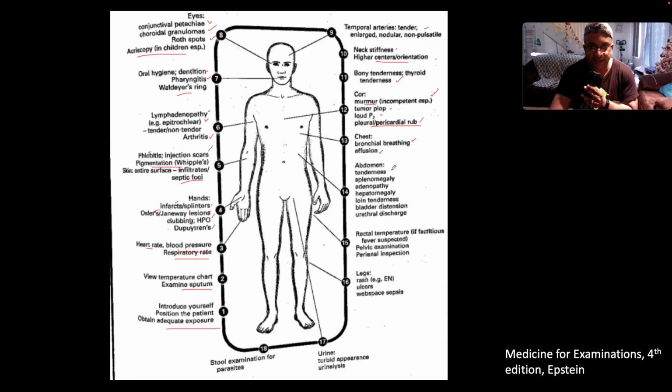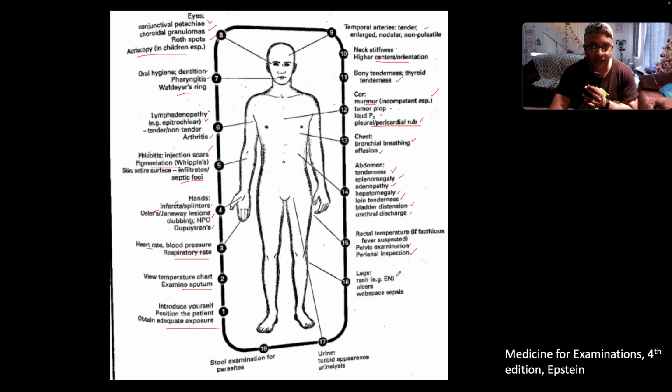In the abdomen, is it tender? Is there splenomegaly? Are there any lymph nodes you can pick up? Is there hepatomegaly? Is there loin tenderness, right, or what we call loin to groin pain, which happens with pyelonephritis or a complicated urinary tract infection? Is there bladder distension and any urethral discharge? Then take the rectal temperature if you suspect that there's factitious fever. Pelvic examination, perianal inspection. Don't forget to pass the speculum as well if there's a discharge, and also if there's any suspicion for cervical cancer, because you want to do a Pap smear, right?